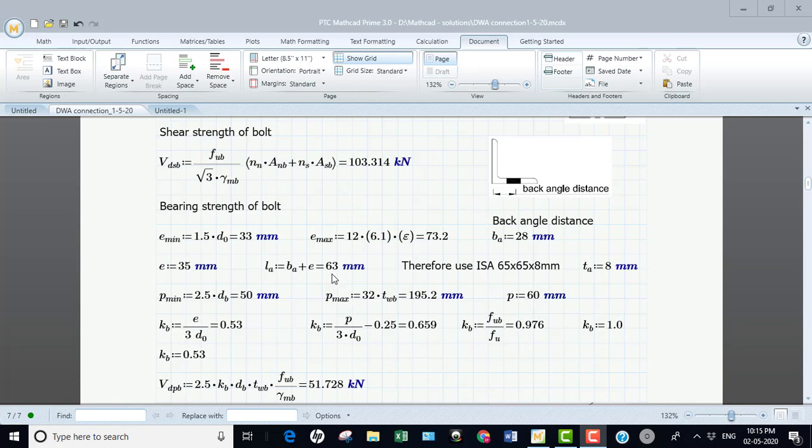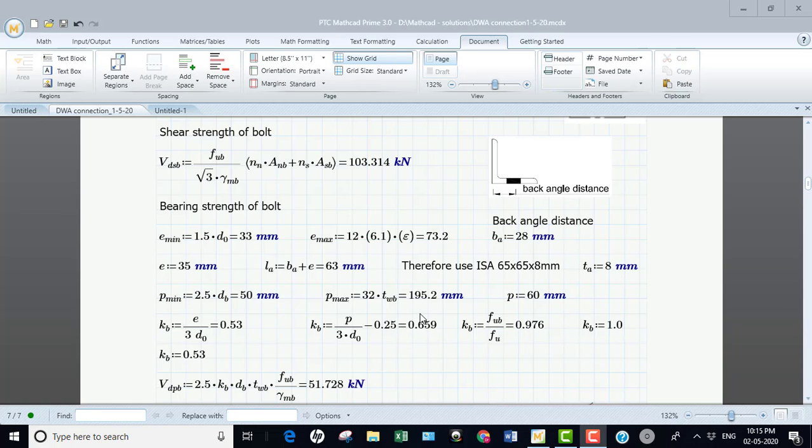If I take the two values, back angle distance and edge distance, I could get the minimum length to go for. So I'll get a length of the angle of 65. Therefore, I'm going for equal angle sections. So here ISA 65 cross 65 cross 8 mm. Here the thickness of the angle is taken to be 8 mm.